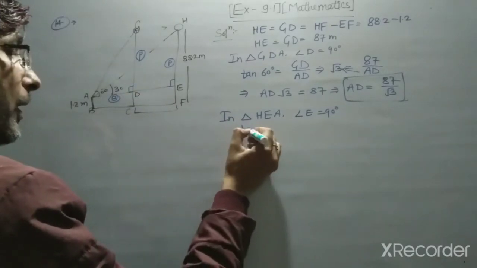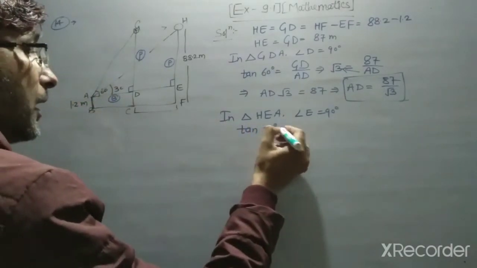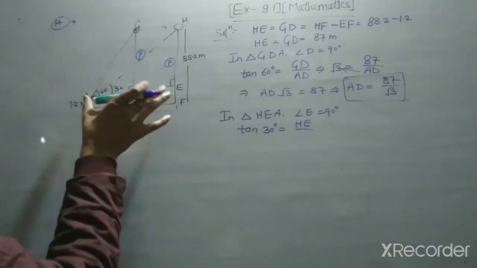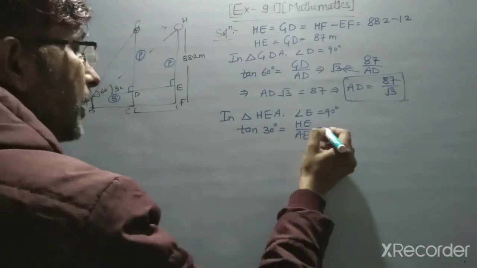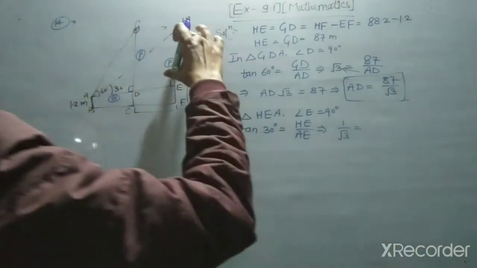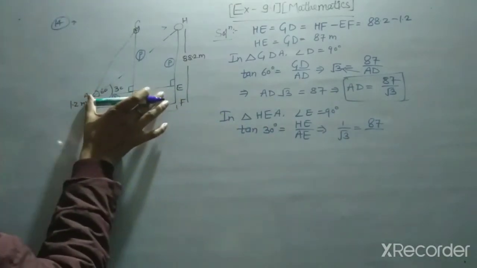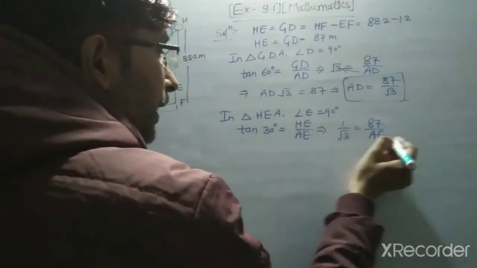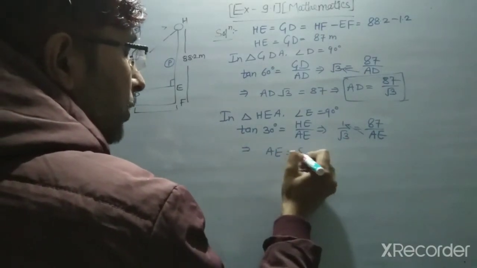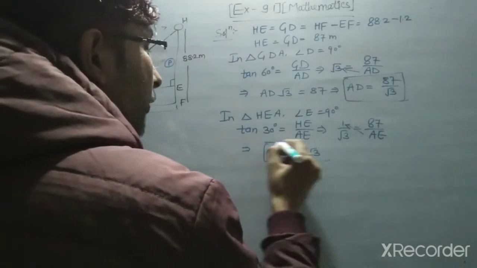So then what is the formula? You have to use tan. Here the angle is 30. So tan 30 is equal to this value, that means HG upon this value A. Okay, and then what values do you have? Tan 30 is equal to 1 upon root 3, and HG is equal to 87, and then you have to find the value of AE. Cross multiplication you have to do here. This value is going there. So AE is equal to 87 root 3. Okay, so this is the value of AE.